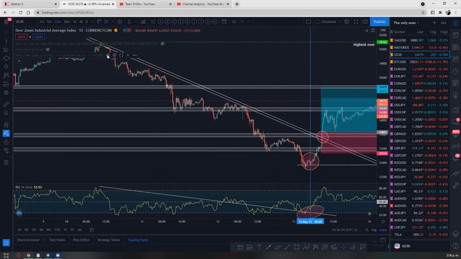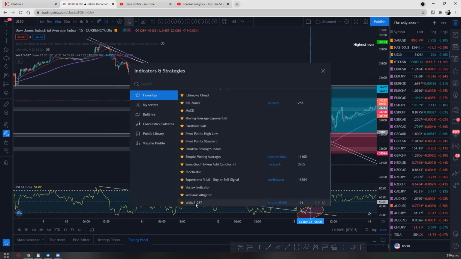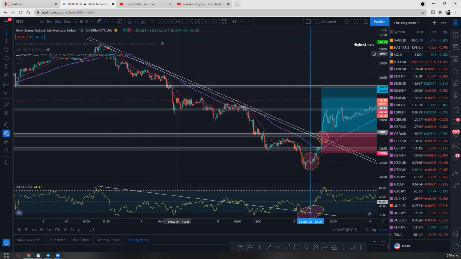So the other indicator is this one right here. I use this one as well for the diamond strategy. If you guys don't know what the diamond strategy is, I recommend you see the previous video. So this is the setup. You're going to find this indicator right here. You go on indicators, and this is the name, WMA 3-987. You're going to find this. This is the creator. The settings, very important, the settings right here.